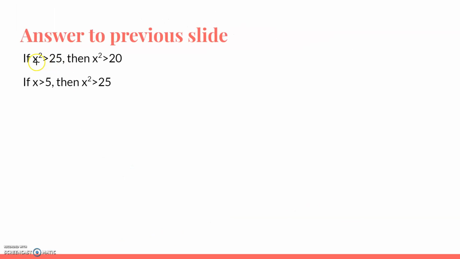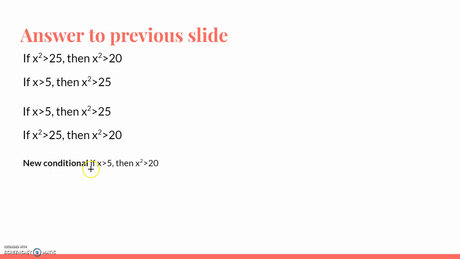Okay, so now, go to the answers. If x squared is greater than 25, then x squared is greater than 20. If x squared is greater than 5, then x squared is greater than 25. So, we need to flip these and put the second one on top and the first one on the bottom. Now, as we can see here, the conclusion of the first one is the hypothesis of the second one. That follows the law of syllogism, telling us that the new conditional is: if x squared is greater than 5, then x squared is greater than 20.